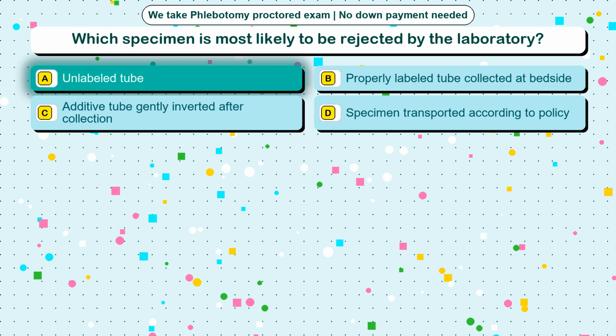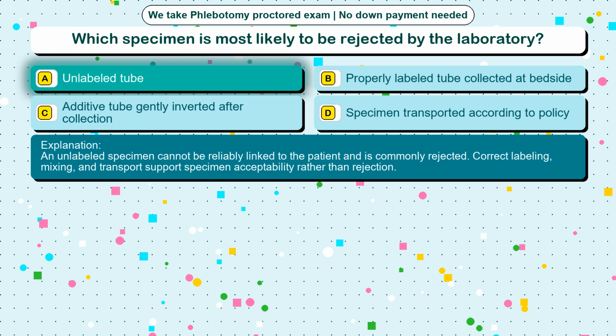The correct answer is option A, unlabeled tube. An unlabeled specimen cannot be reliably linked to the patient and is commonly rejected. Correct labeling, mixing, and transport support specimen acceptability rather than rejection.